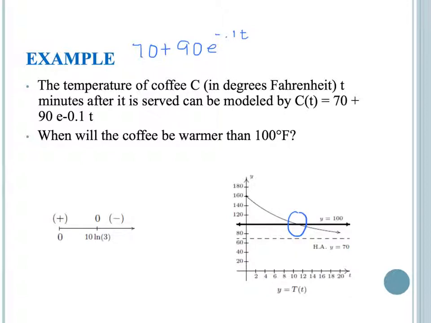And so we obviously want the numbers that are positive, that are warmer than 100 degrees Fahrenheit. So from time 0, and that's going to be up to 10 ln 3. And this just says warmer. It doesn't say that it's at 100 degrees Fahrenheit, so we need parentheses, not a bracket.